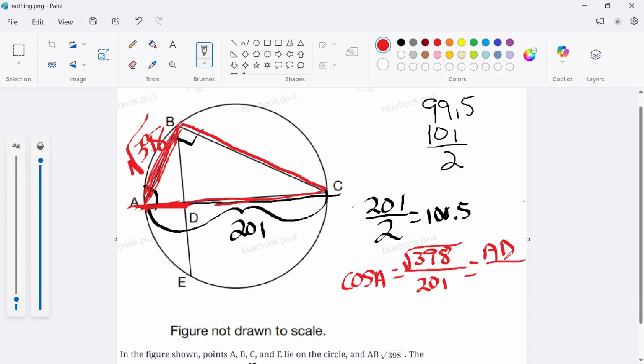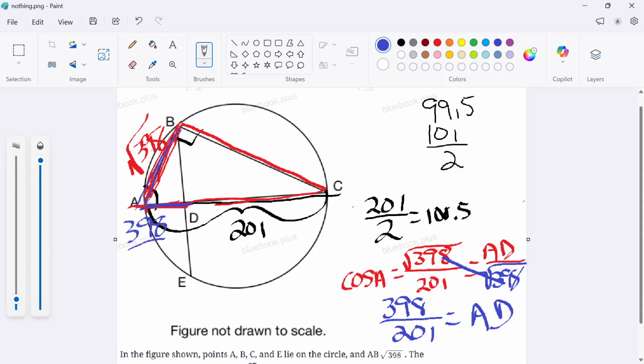I'll do this one in blue, I guess. Short side, hypotenuse of the little triangle. So AD over square root 398. And that is, cross multiply, 398. Oh, I'll just leave it divided by 201 equals AD. So now CD, this is 398 over 201. And this is 201 minus 398 over 201.